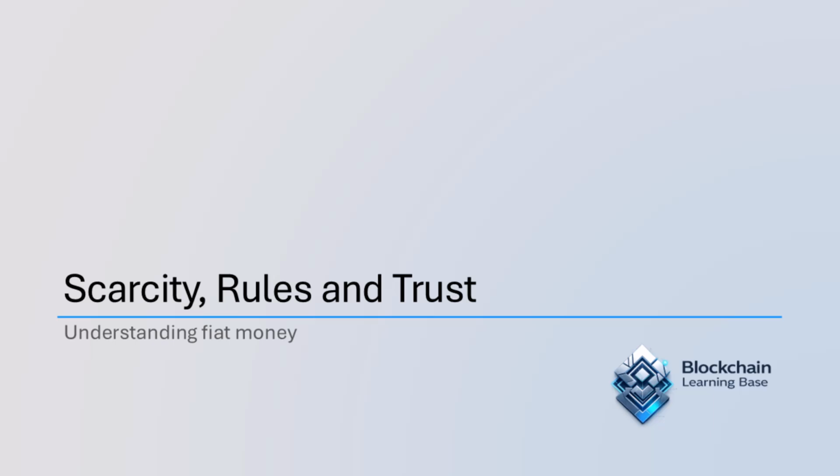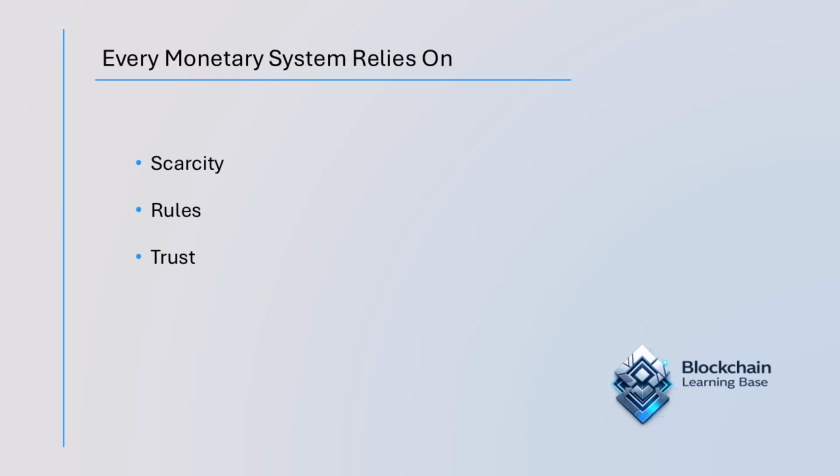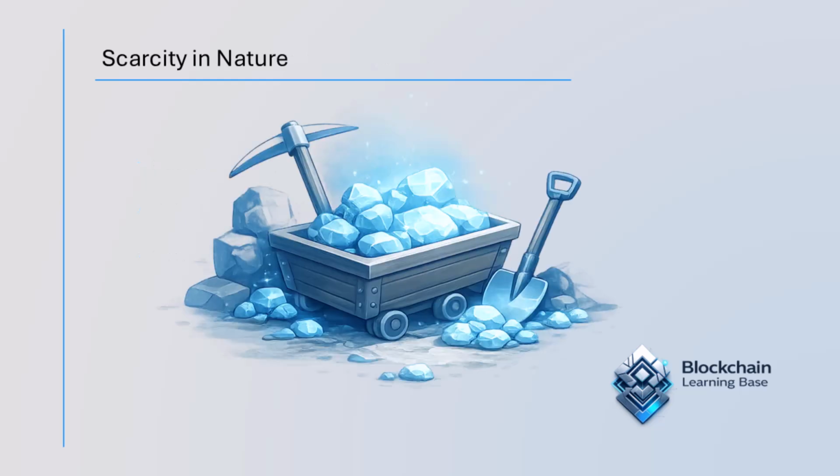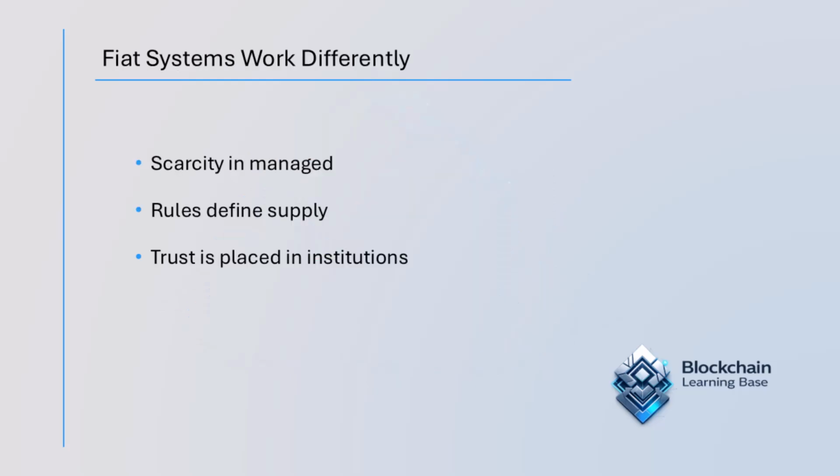Scarcity, rules and trust. To understand fiat money properly, it helps to zoom out. Every monetary system, past or present, relies on three things: scarcity, rules and trust. At different points in history, scarcity was enforced physically. Gold, for example, was valuable not just because it was shiny, but because it was hard to find, hard to extract and hard to create more of. Nature enforced its scarcity. Modern fiat systems work differently. They don't rely on physical scarcity, they rely on institutional rules and policy. In a fiat system, scarcity is managed, and trust is placed in the institutions that manage it. This model has enabled modern economies to function at an enormous scale as long as that trust remains intact.